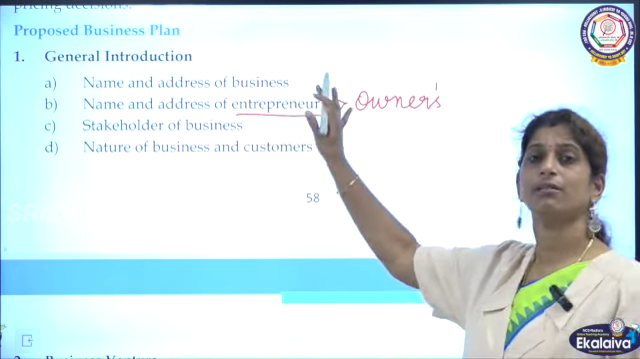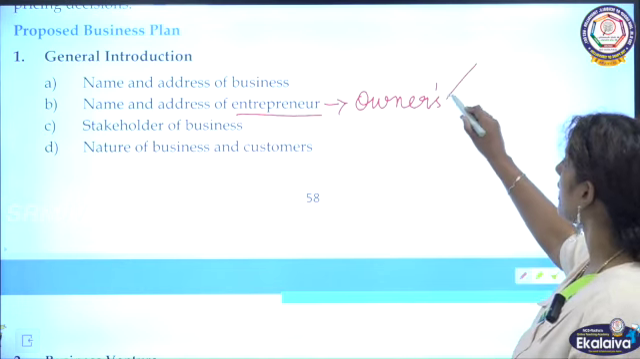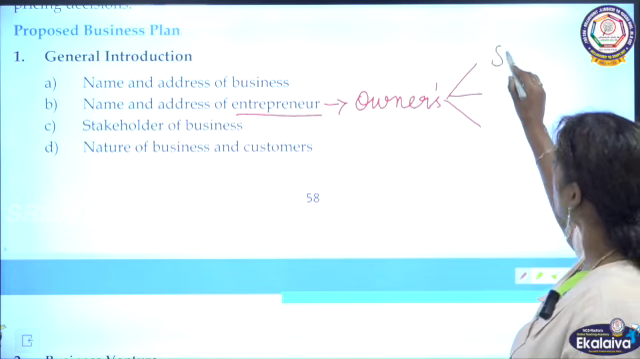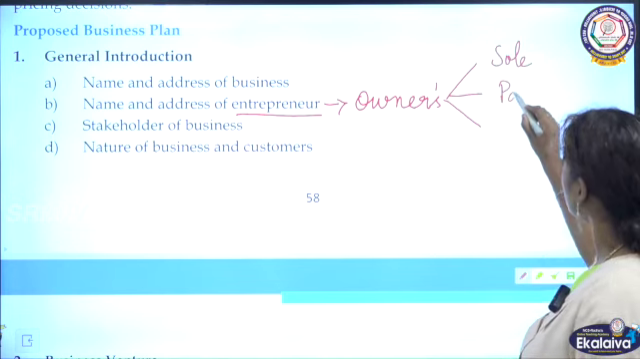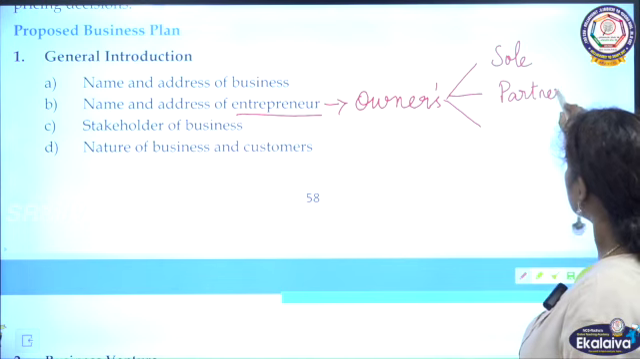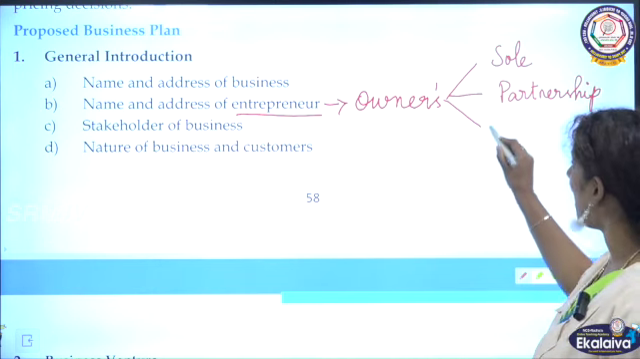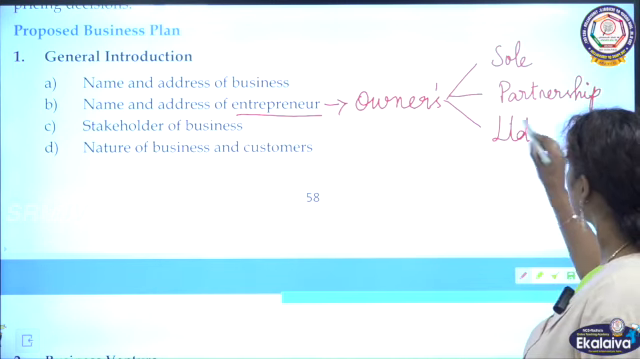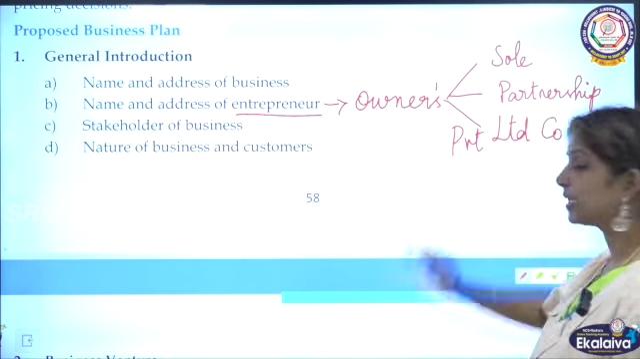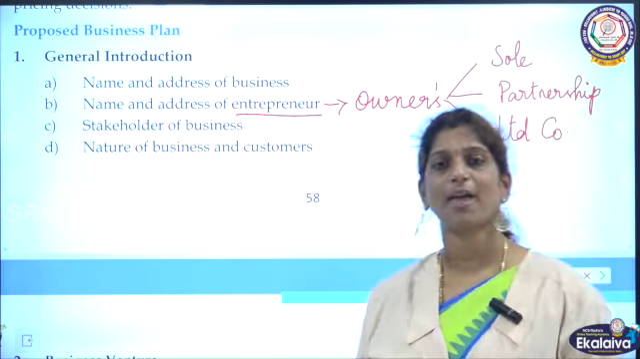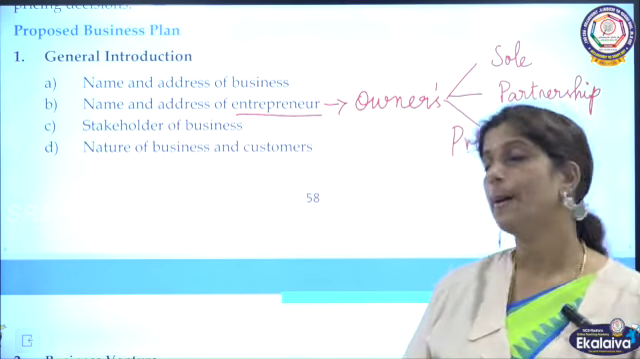So this owner need not be a single person always. As we know, there are various types of business. Sole proprietorship we have, where a single owner is there. Partnership is there, where two or more persons are engaged in setting up the firm. And also we have limited companies, right? So usually private limited companies. Yes. So the ownership can be in any way, but the name and address of the owners should be mentioned.